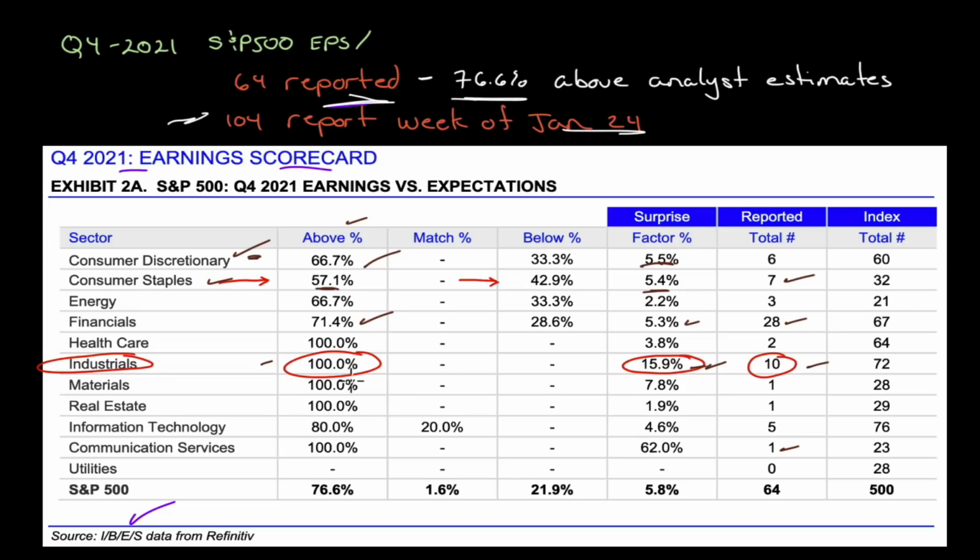All of these are over 50%. Some of these categories that only have 1 in there, I would just ignore that right now. But 64 reporting, 76.6% above. You've got 104 to report next week.